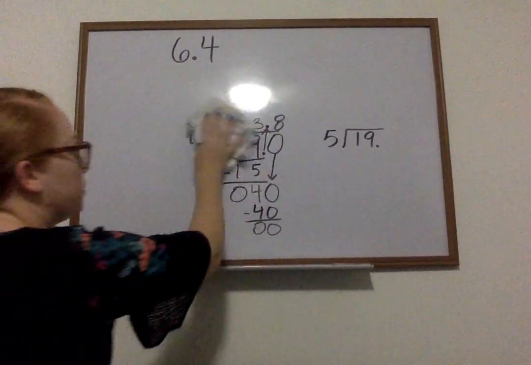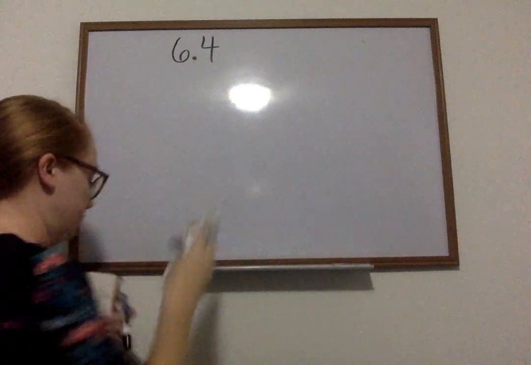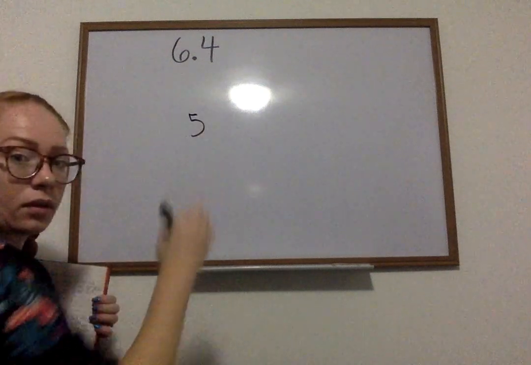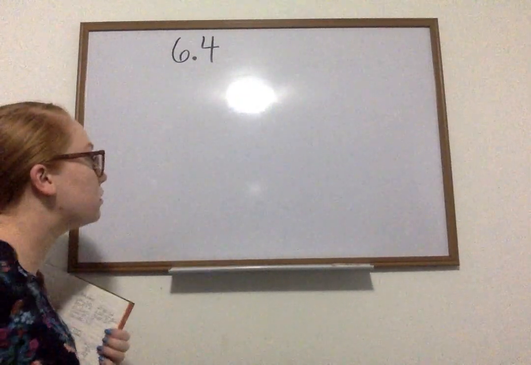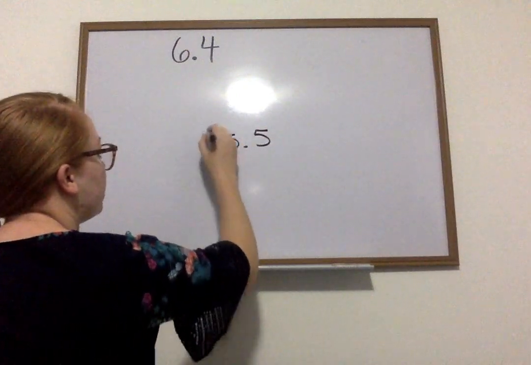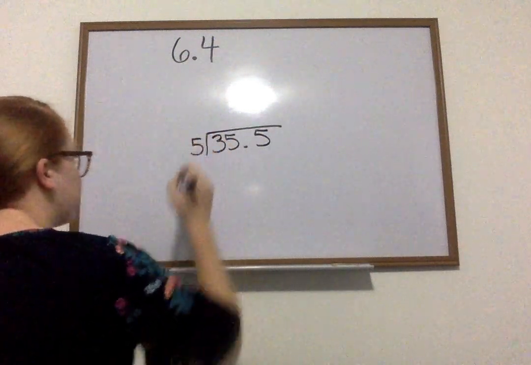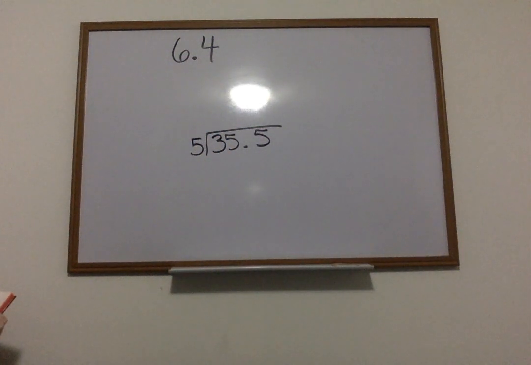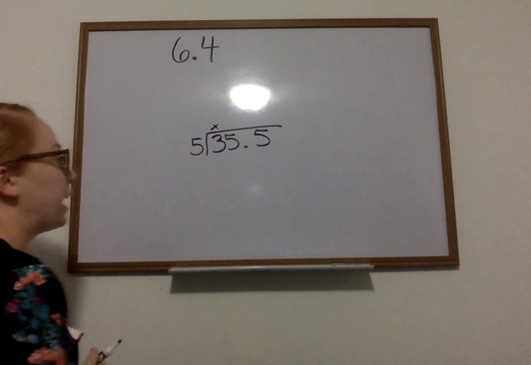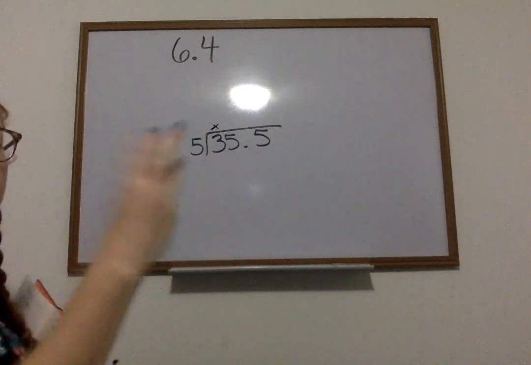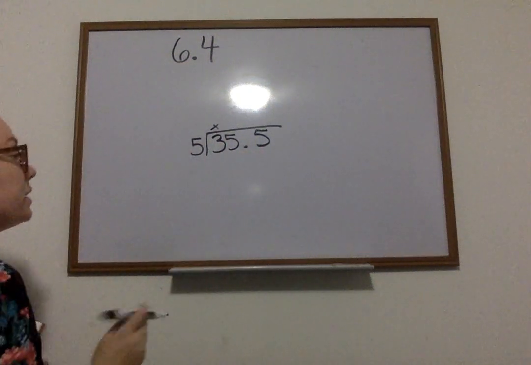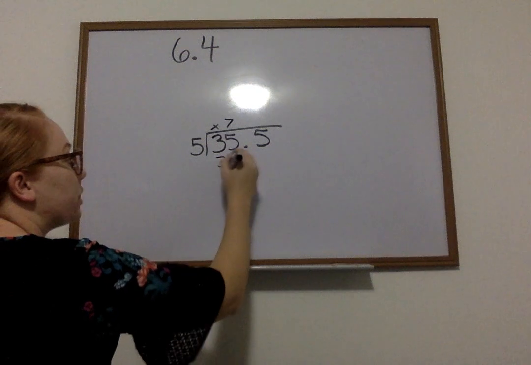Let's try another example. All right, and in our next one, we're going to have 35 and 5/10 divided by 5. First thing we ask ourselves, can 5 go into 3? Nope. Can 5 go into 35? Yes. If I count by 5s, 5, 10, 15, 20, 25, 30, 35. 7 times. 7 times 5 is 35. Minus it out.